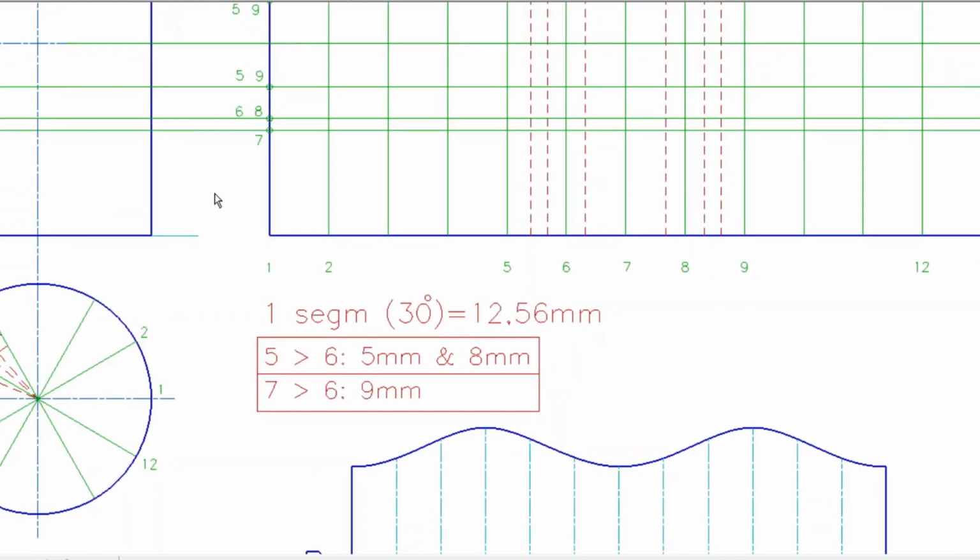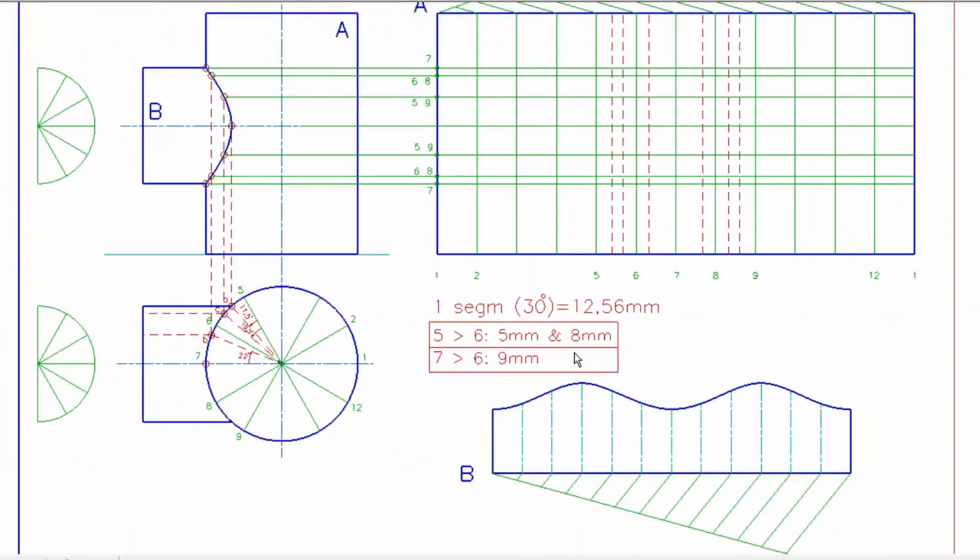Now to measure accurately, what you're going to do is, if you go to your development and measure that distance, so one segment represents 30 degrees on the circle, the base. So if you measure that distance, it's actually 12.56 millimeters. Now, obviously, I'm using CAD, so I can get it much more accurate. You might measure it and get 12.5, okay? But that will still be better than just measuring straight with a ruler. So one segment, or 30 degrees, equals 12.56 millimeters. So keep that in mind, okay?